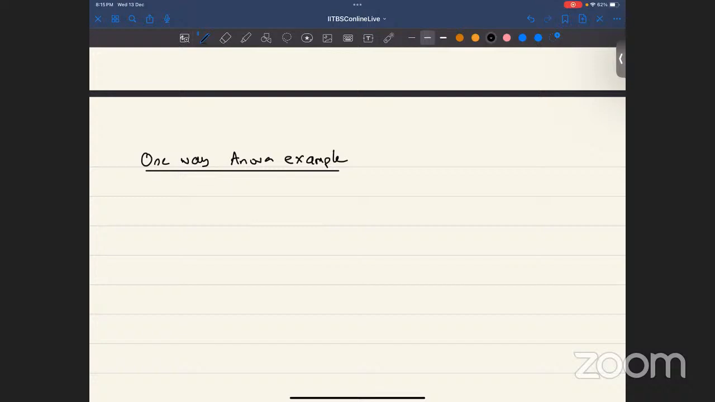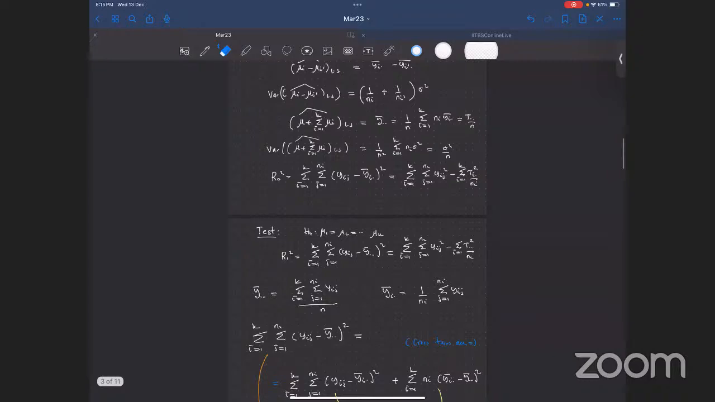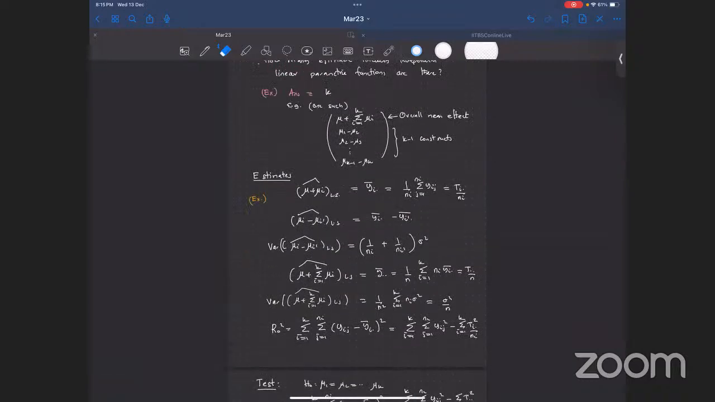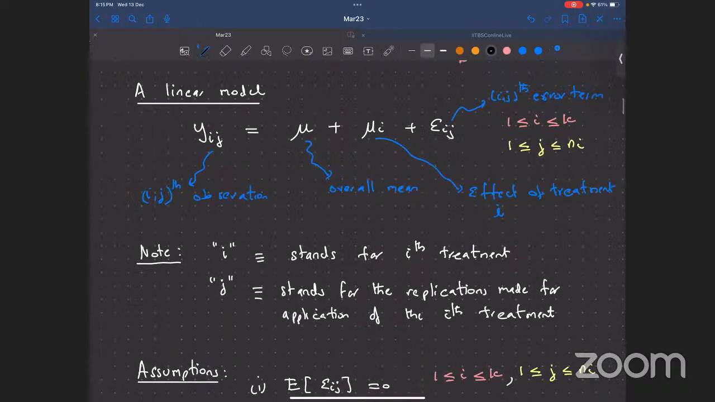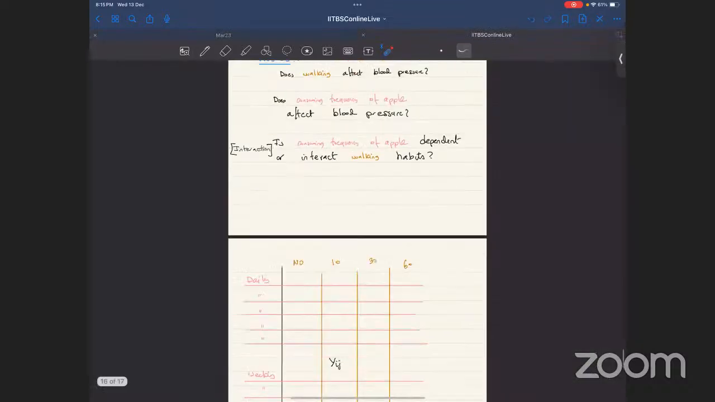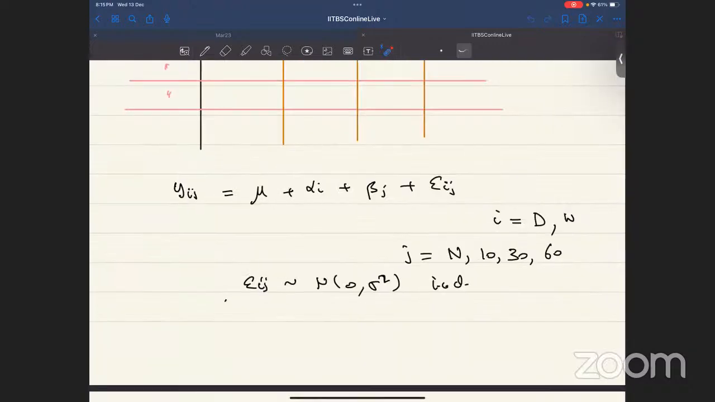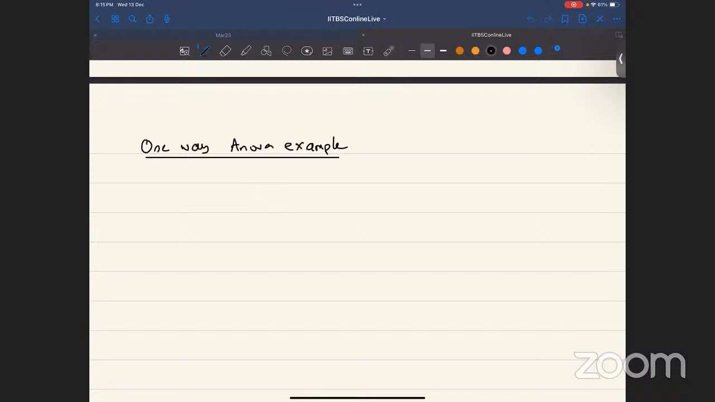Sorry, I don't know why I killed this. Okay, it's good. Let's go here. So the one-way ANOVA example is the following. Instead of making this very complicated with n_i's and k's and stuff like that, let's just do a simple one. Let's say we have three graders. Let's say three graders.